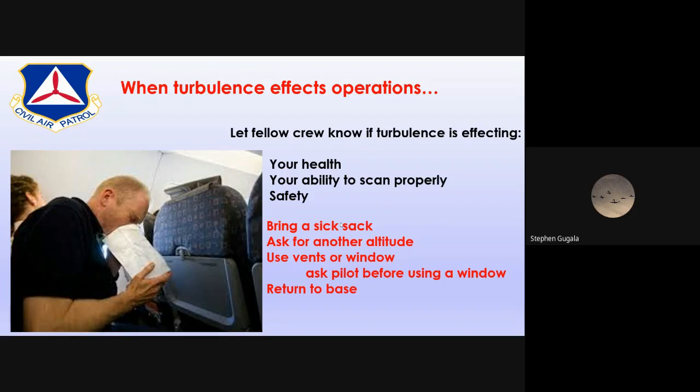You can ask for another altitude, maybe for a break, or if you discuss it with the crew, maybe if you've only got to go up a couple hundred feet to get out of the turbulence, it may still allow for an effective scan. Use the vents or windows in the aircraft to keep air flowing over your face. Please, though, ask the pilot before using a window. There are limitations to the speeds that we can use or that we can operate some of those windows. And sometimes you just flat out have to return to base. If you're sick, if it's not happening, if you're not able to see and you're spending too much time dancing around in the sky, request a return to base is always an option.